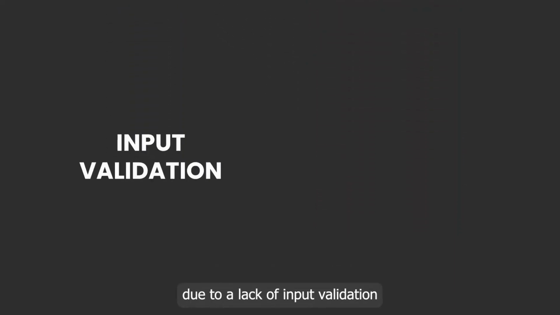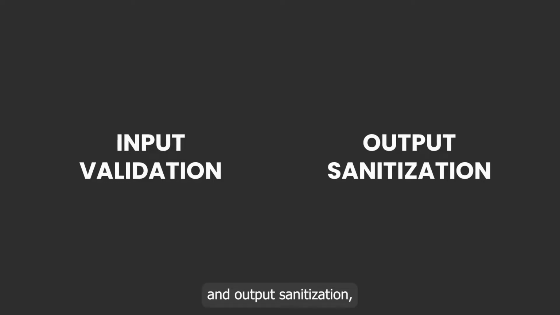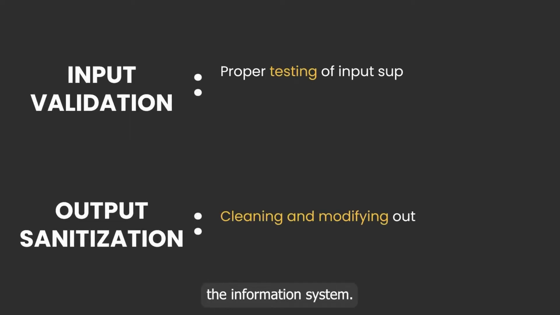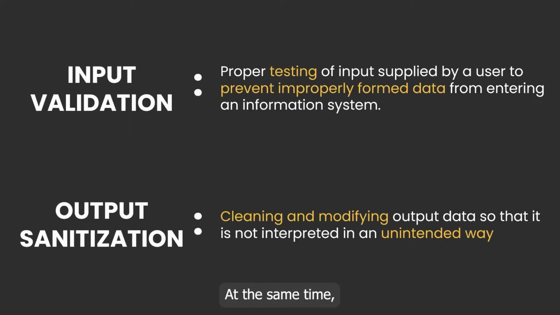Both types of cross-site scripting can happen due to a lack of input validation and output sanitization, where whatever is sent to the server is fed back to the user as it is. In other words, input supplied by the user is not properly tested before it is allowed to enter the information system. At the same time, the application does not clean and modify output data to ensure that it is not interpreted in a way not intended by the application developer. This ultimately leads to injection attacks like cross-site scripting being possible.